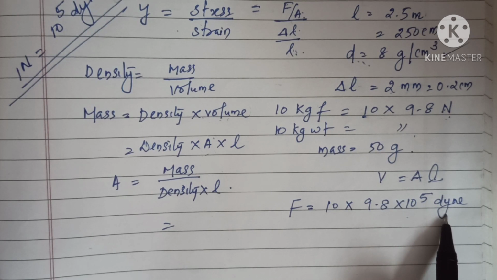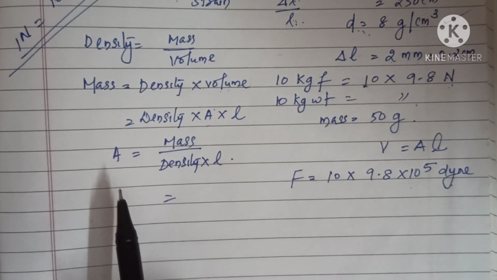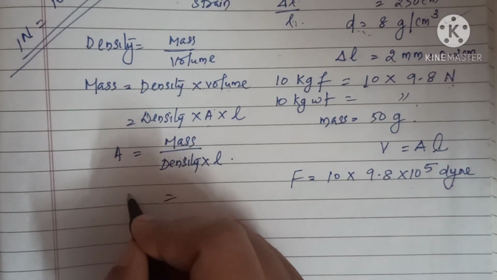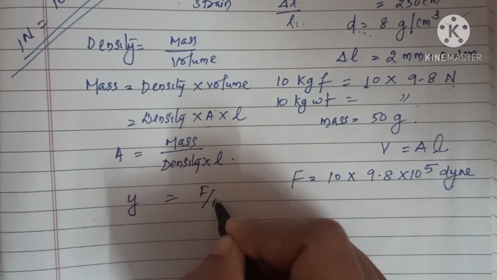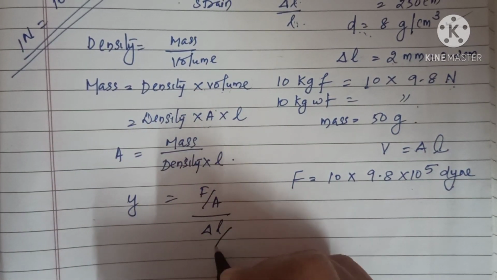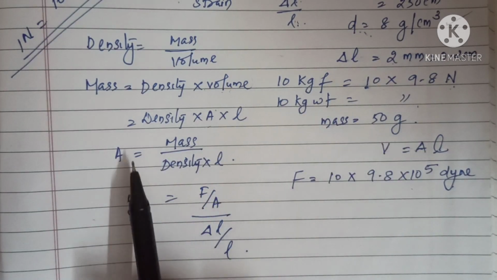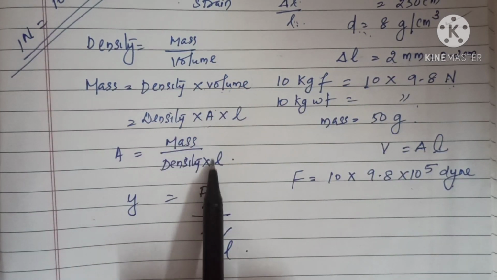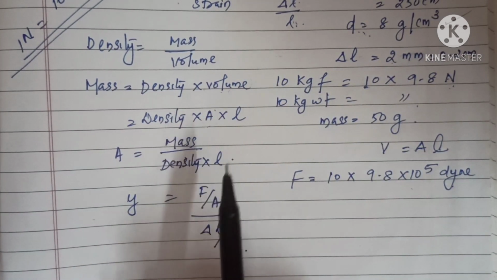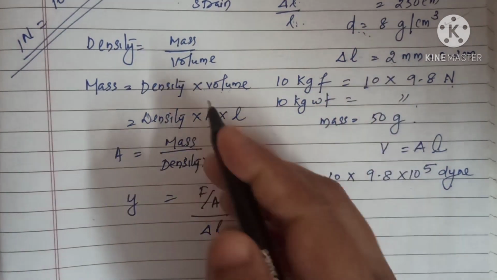This much clear. Now we have the expression, that is Y equal to F by A divided by delta L by L. Okay, so all values we got. Here you can substitute because mass is there. Mass is 50 gram.